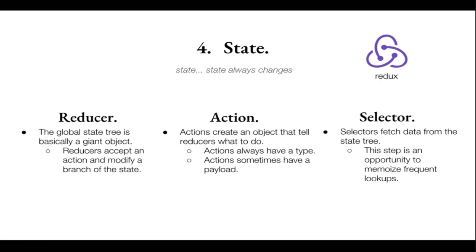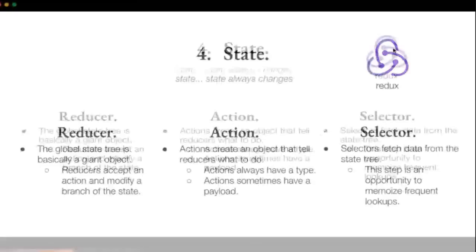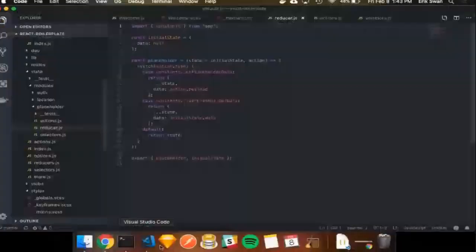You have an action. Actions create that object that tells reducers what to do. That's all actions are. In these files as well, you can see how simple these things really are. Then we have a selector. Selectors take things out of state. That's it. So we got the thing that changes the state, the thing that tells you how to change it, and the thing that takes things out of state. So you can see what this might look like.